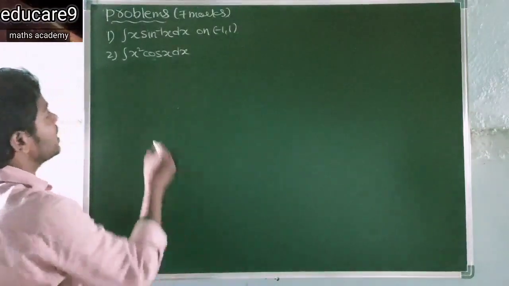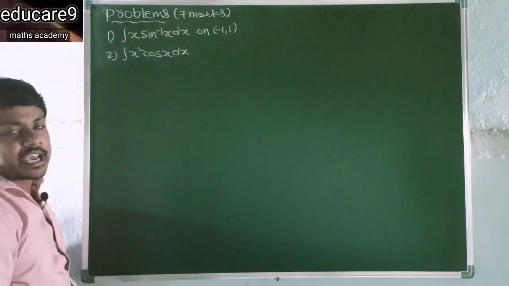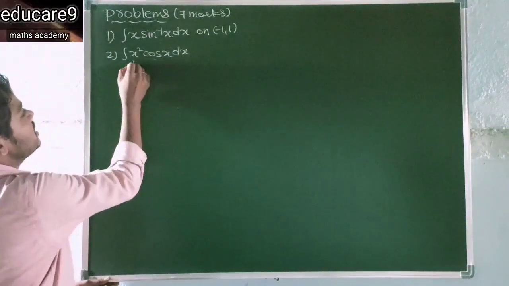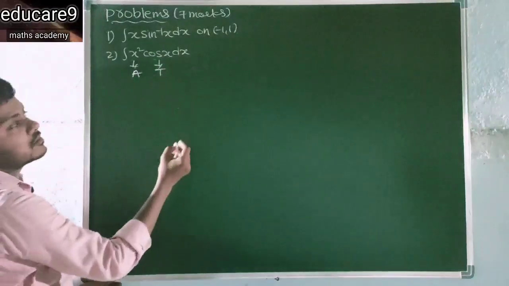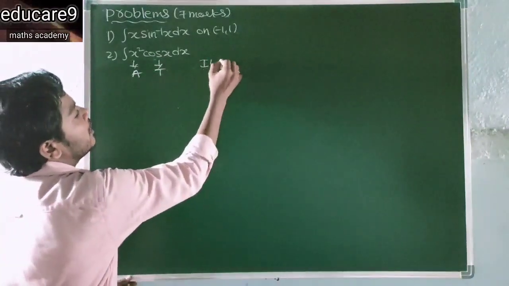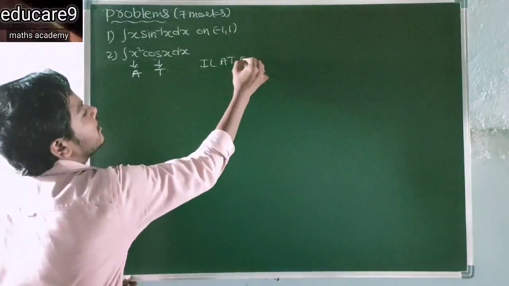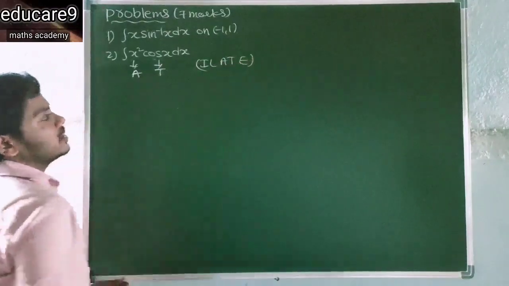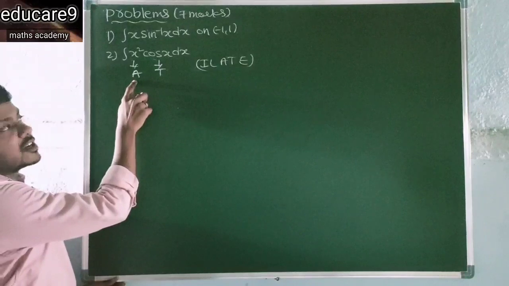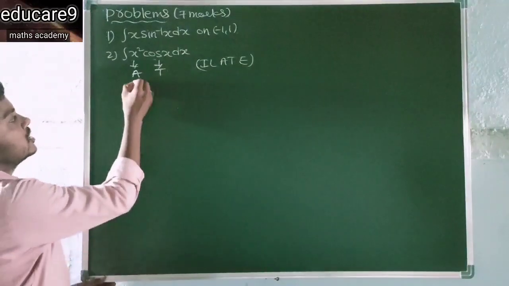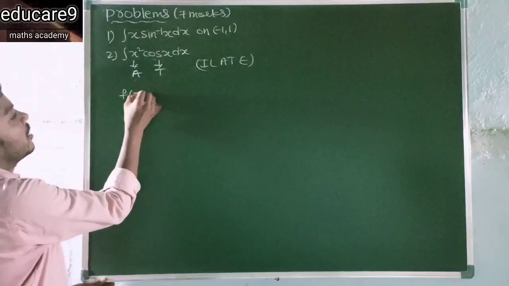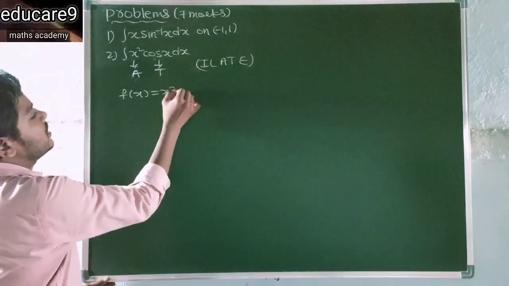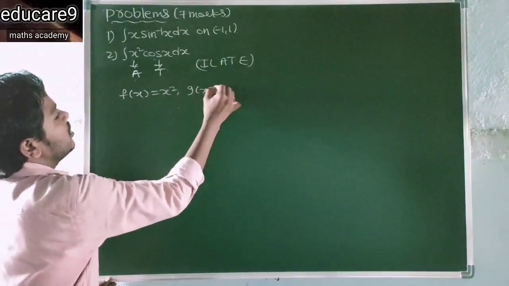So see the next question, integration of x square cos x dx. So this is the algebraic term and this is the trigonometric function. So you should follow the ILATE rule. So clearly A is the first letter and T is the next letter. So this is the f of x and this is g of x. So therefore f of x is equal to x square and g of x is equal to cos x.